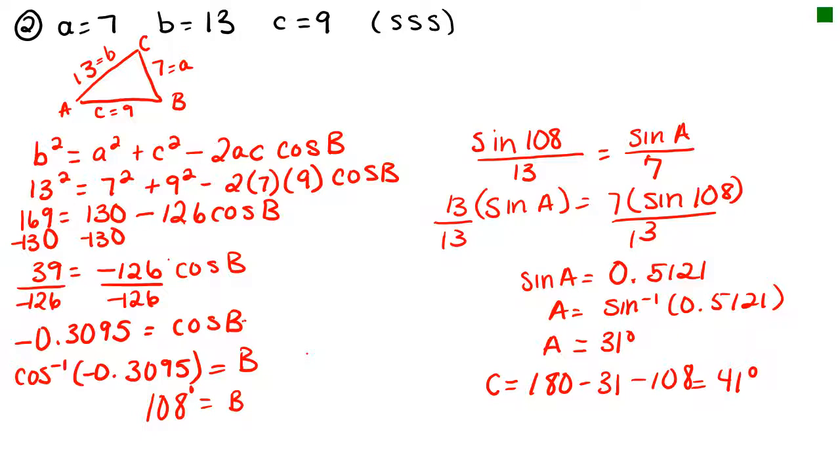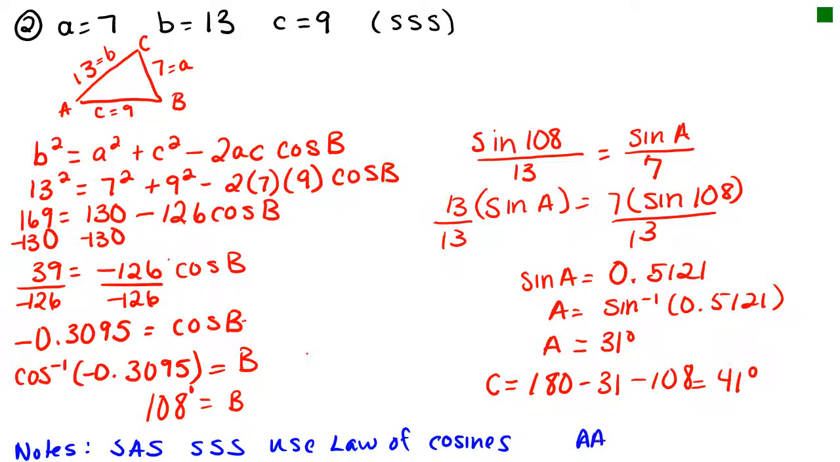So I just want you to write a note at the bottom of your sheet. So, note. When you have side angle side, or side side side, you're going to use law of cosines. If you have angle angle side, or angle side side, you're going to use law of sines.